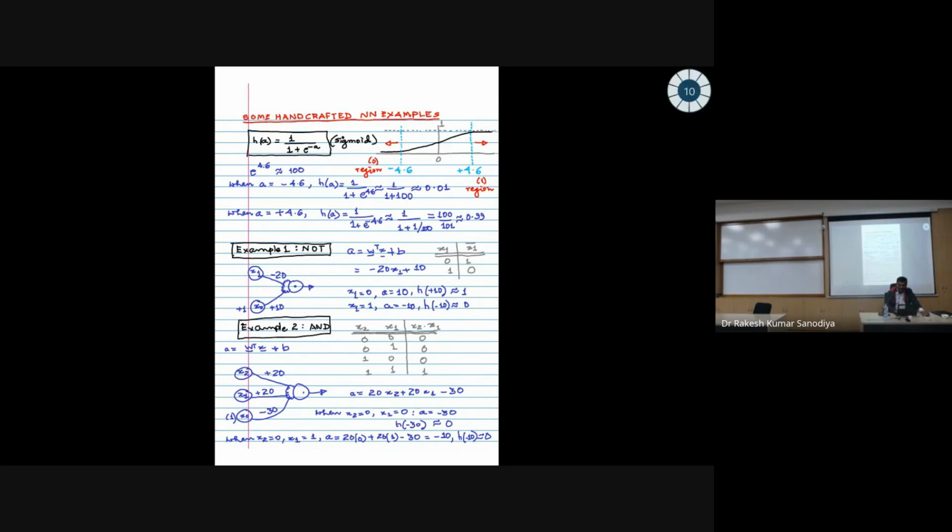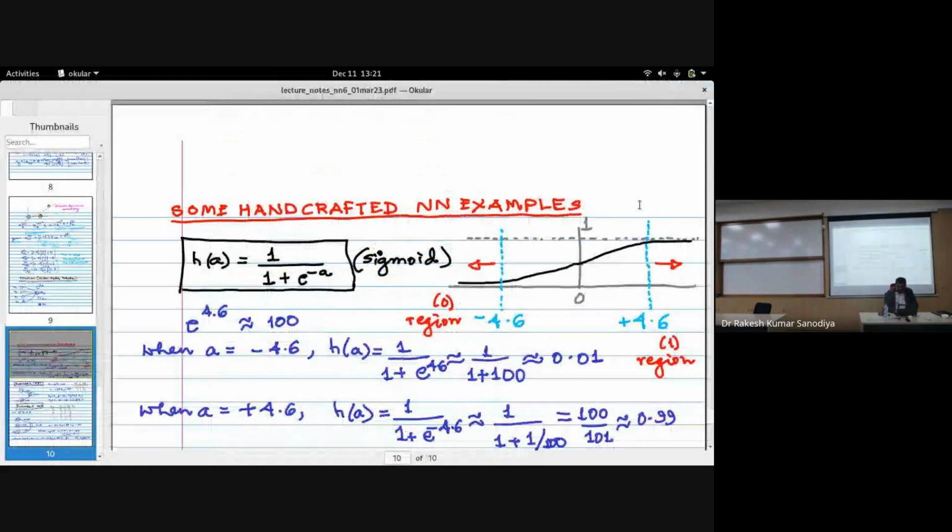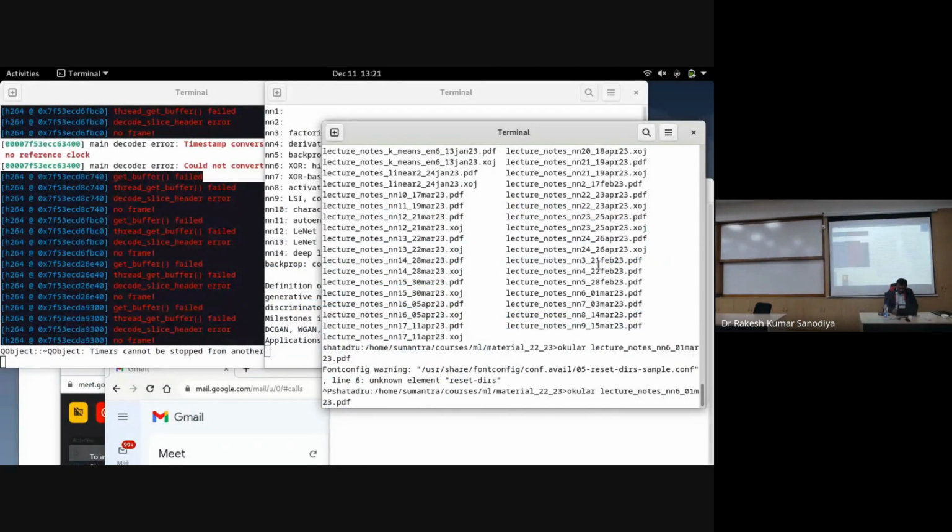Here we take perhaps the oldest activation function around, which is a sigmoid. For something that is less than minus 4.6, empirically this is about 0.01, and for something more than plus 4.6, this is 0.99. By the way, this is interesting because it is symmetric, so even these limits are very nice. With this, I can create a NOT gate, I can create an AND gate, I can also create something else, but that will need another slide. Just hold on.